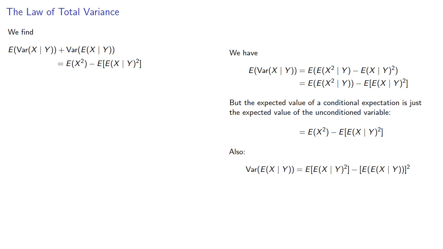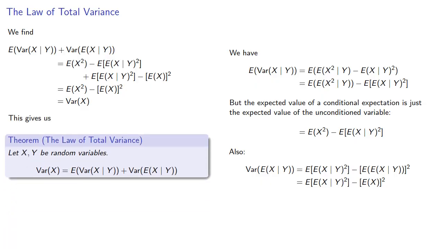Also, the variance of the conditional expectation, well again, that's the expected value of the square minus the square of the expected value. And again, here we have the expected value of a conditional expectation, which is just the expected value of the unconditioned variable. So when we add the expected value of the conditional variance and the variance of the conditional expectation, there's a term, the expected value of the square of the conditional expectation, that will cancel out, leaving us with the expected value of x squared minus the square of the expected value, which is just the variance. And this gives us what's known as the Law of Total Variance.